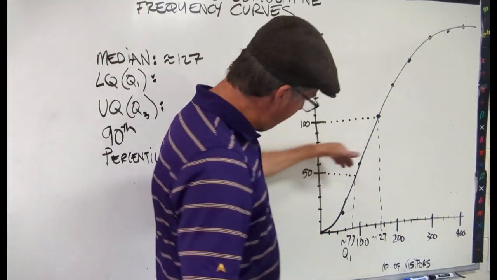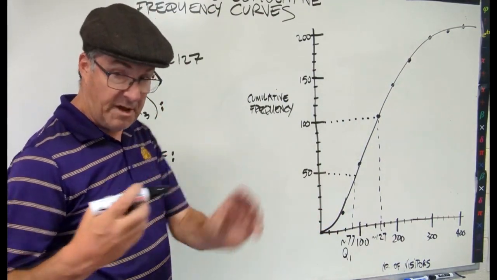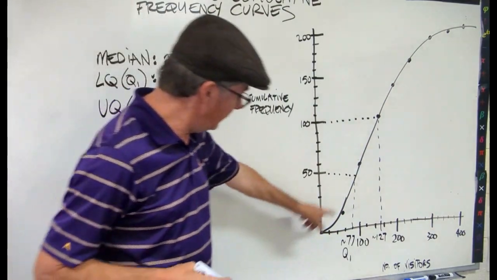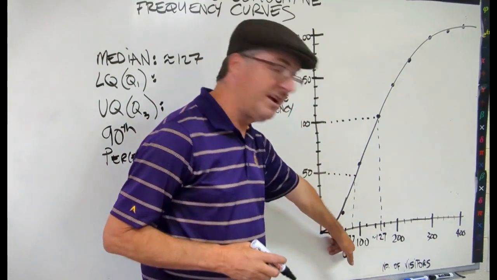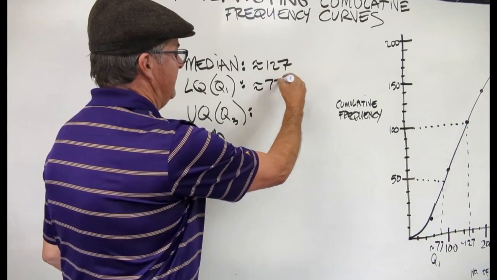Now, pardon my graph. It's not super accurate. I know from my note copy, it's pretty good, that ends up being, you read that right down there at 77. So we're going to put approximately 77.